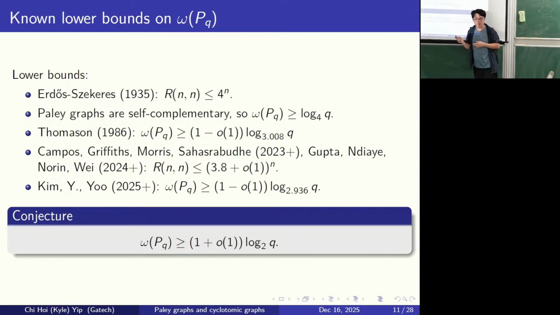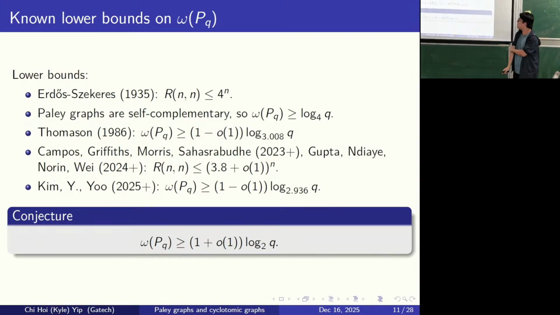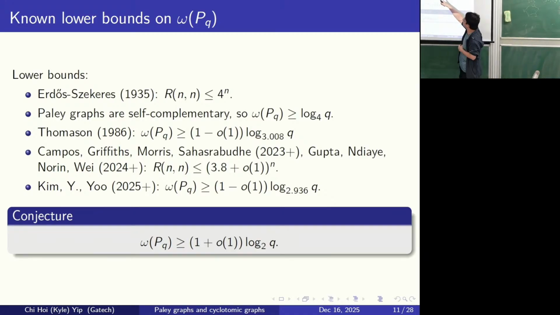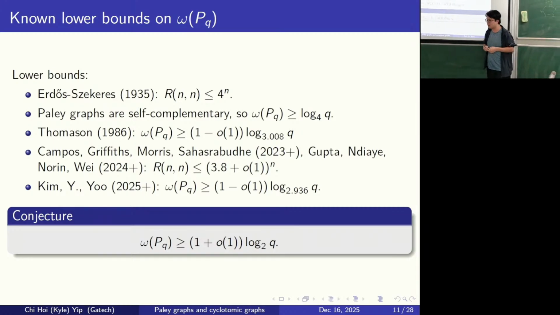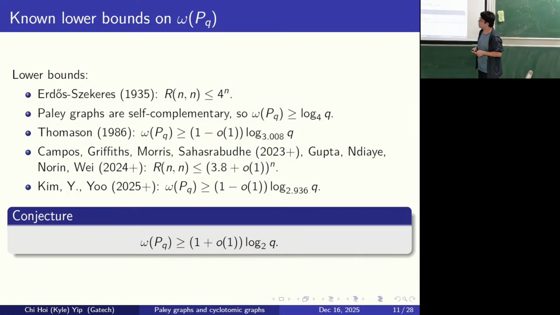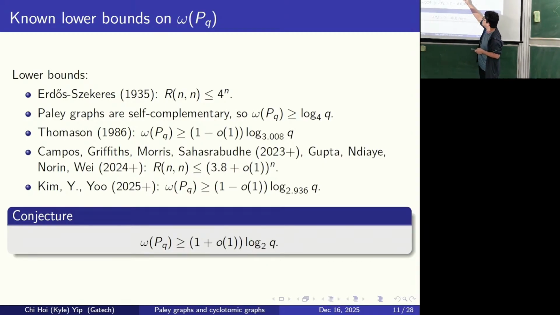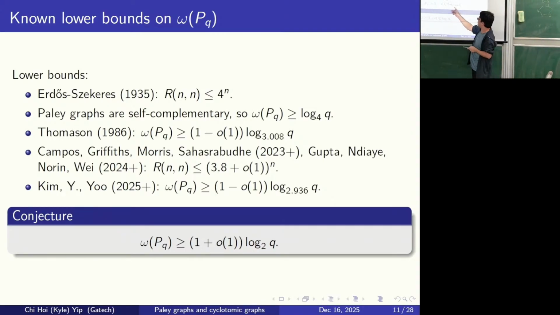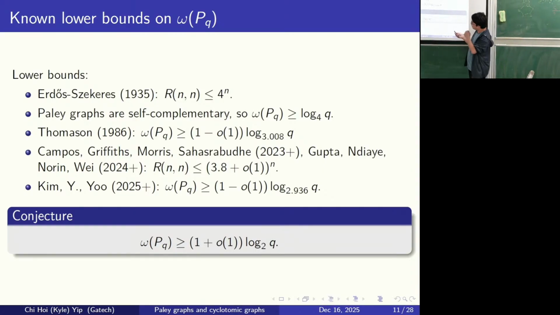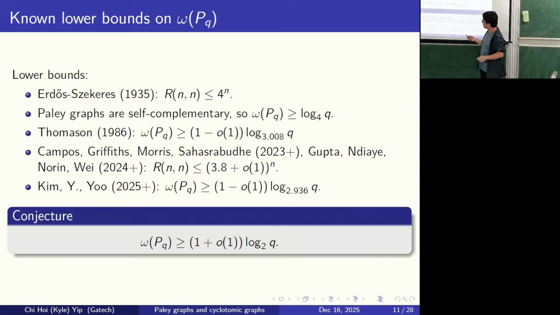You all know that there are some recent breakthroughs in diagonal Ramsey numbers. In particular, we can improve 4 to 3.8. But also in their paper, they have some off-diagonal Ramsey bounds, which are significantly better than the Erdős–Szekeres bound. So if we combine the idea of Thomason and the recent breakthrough on Ramsey numbers, we can get a bound which is log base 2.936 of q.